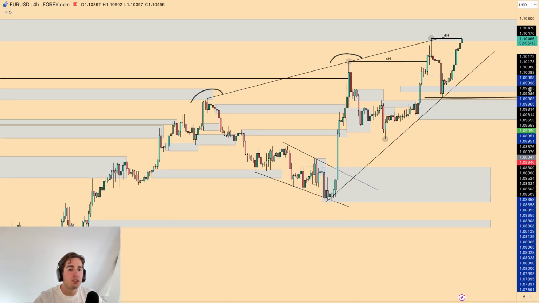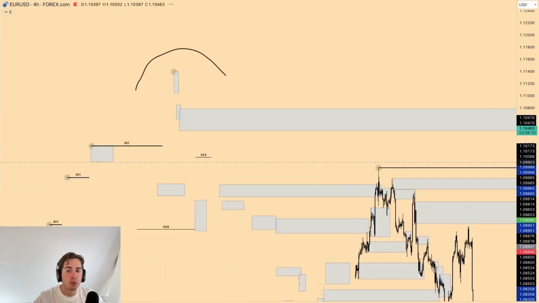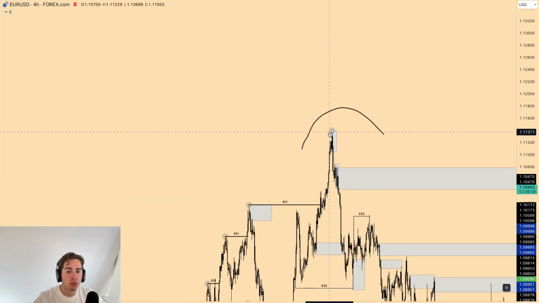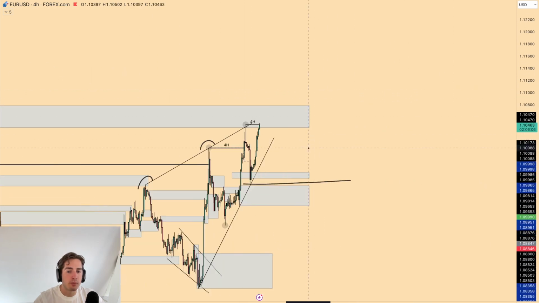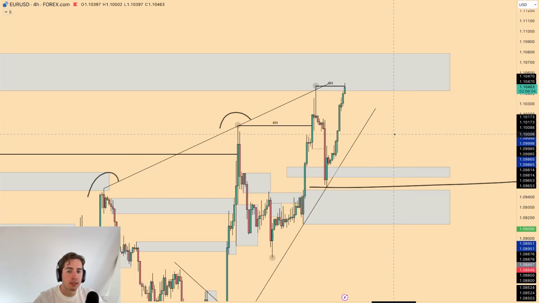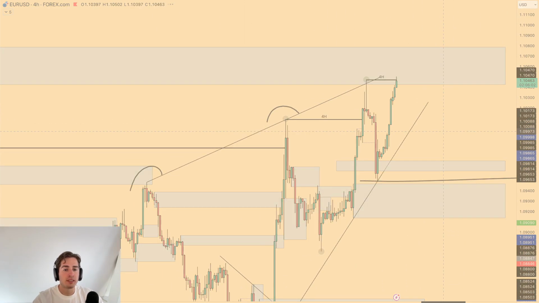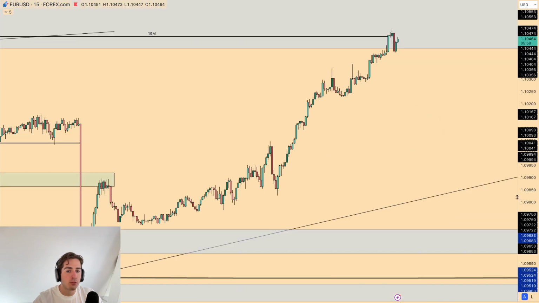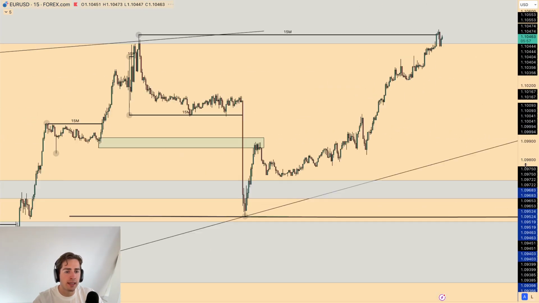But if we do see, let's say, a grab of liquidity above this overall 4-hour swing high, then I will be looking for that potential short back in towards the downside. So for now, there are mainly just longs on the table. If we do get an earlier pullback, then obviously we can start looking for those longs again.